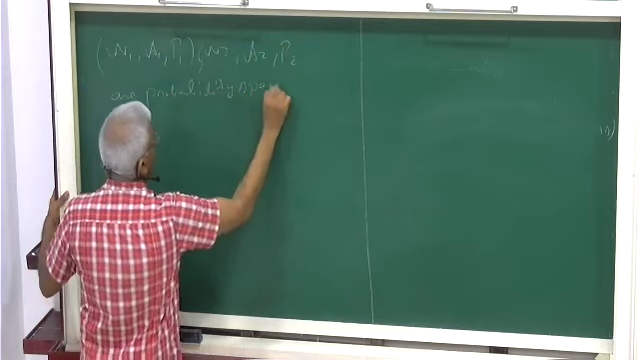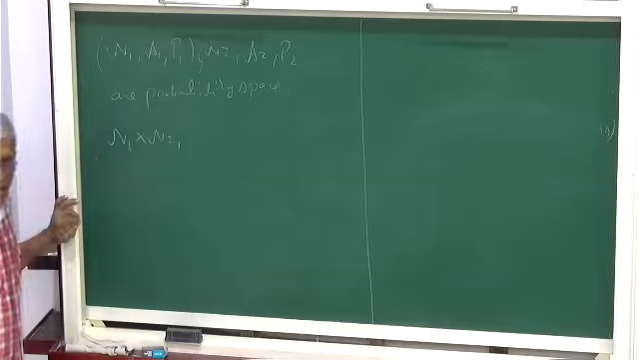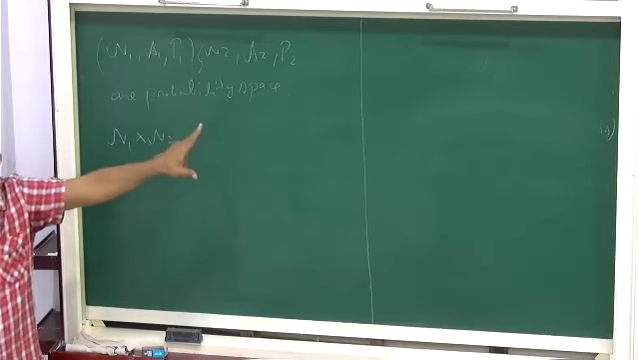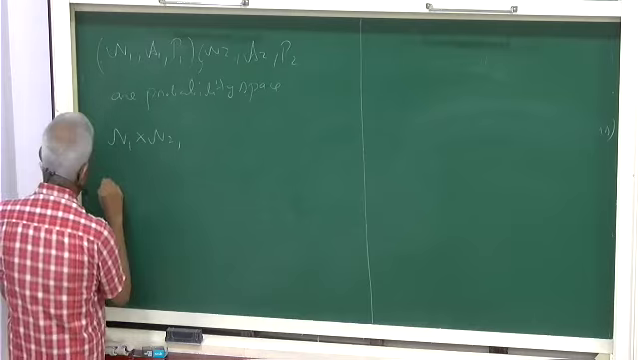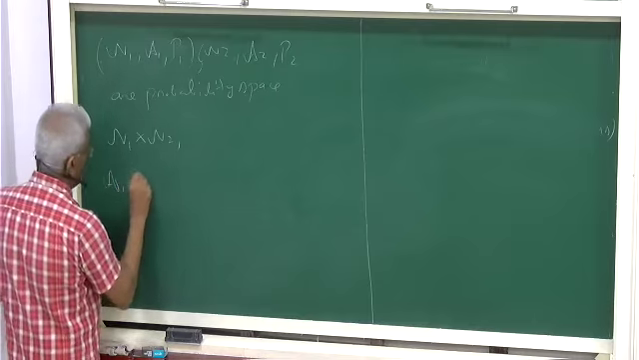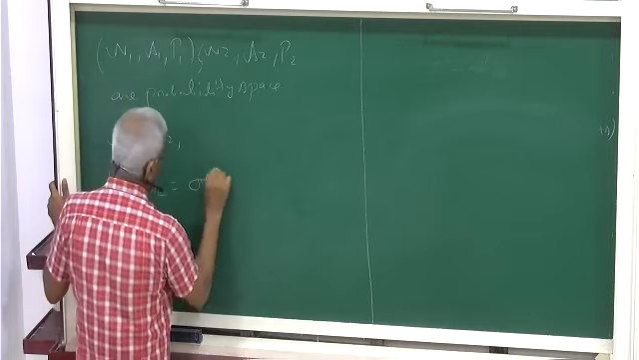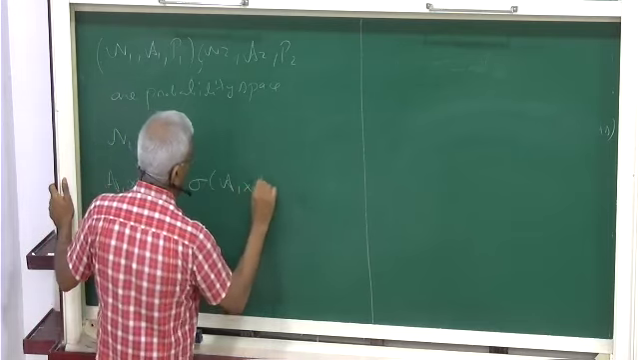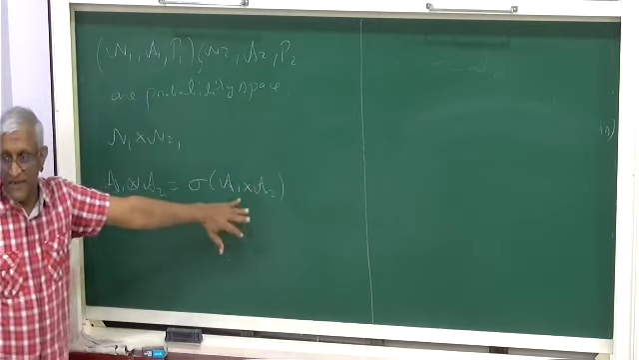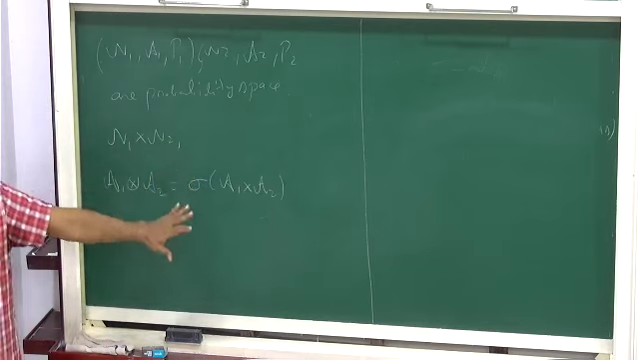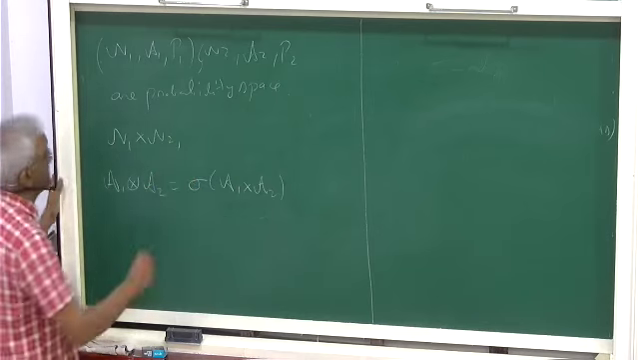Okay. Then you can take omega 1 cross omega 2. But then A1 cross A2 is something different. That is the sigma algebra A1 cross A2. You don't have to really understand this, but this is the sigma algebra generated by A1 cross A2. A1 cross A2 is just a collection of sets, but that will not be a sigma algebra. You have to take the sigma algebra generated by this. Okay. That will be this.